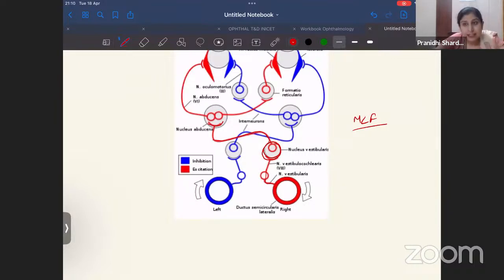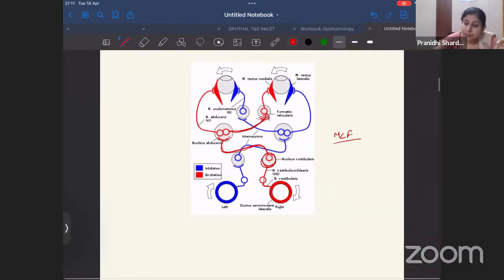Contralateral sixth nerve will excite the contralateral third nerve. Means the ipsilateral eighth nerve is giving positive stimulus to the contralateral sixth nerve, which will further excite the contralateral third nerve for the conjugate movement. It means third nerve, sixth nerve, and eighth nerve, three of these nerves, are involved in the oculocephalic reflex.